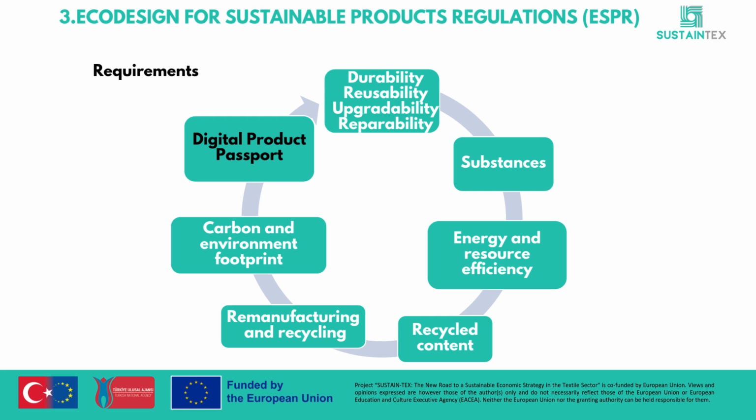Substances: limiting the use of harmful substances that hinder circularity. Energy and resource efficiency: promoting energy-efficient products that minimize resource consumption. Recycled content: increasing the use of recycled materials in product manufacturing. Remanufacturing and recycling: facilitating the remanufacturing and recycling of products. Carbon and environmental footprints: reducing the carbon footprint and overall environmental impact of products.